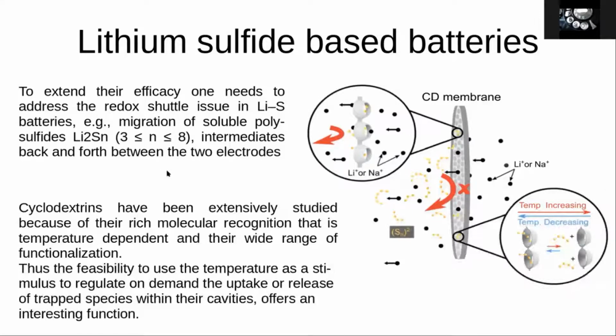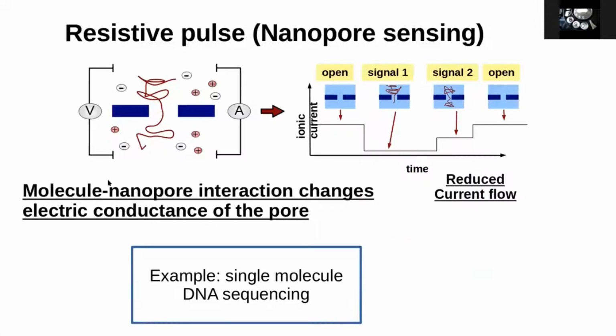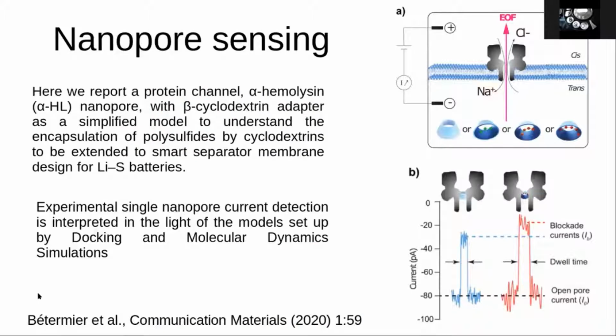Here, we propose a high-resolution detection of these by using a nanopore technology, in particular the resistive pulse, a protein channel, alpha-hemolysin, with a cyclodextrin adapter as a simplified model to understand the encapsulation of polysulfides by cyclodextrins and to extend smart membrane design for lithium sulfide batteries.